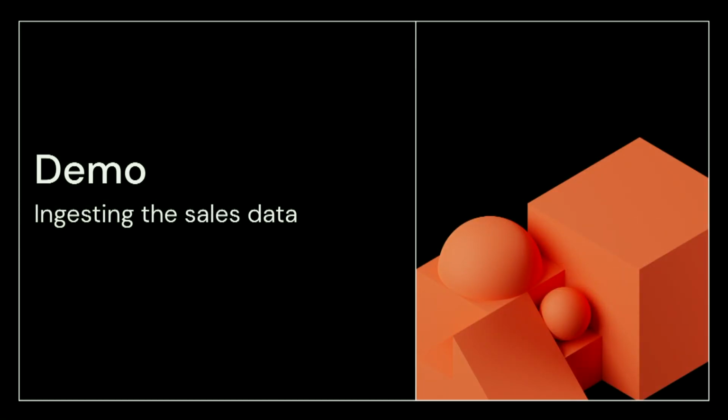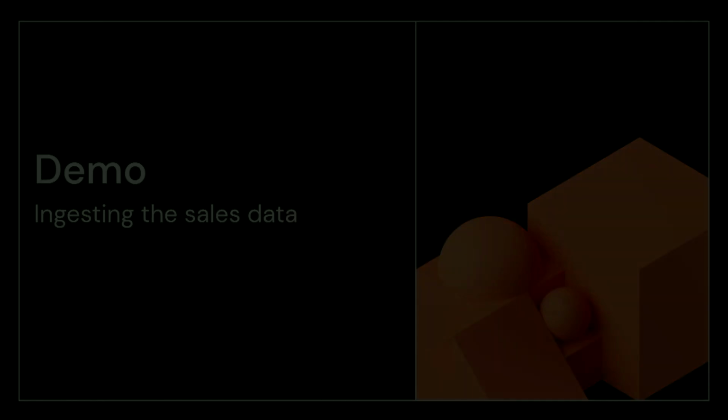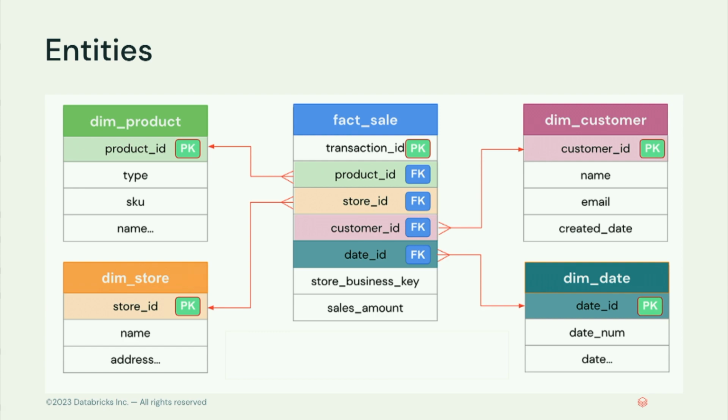Great. So we'll get on with the demo. And what I'm going to do first is show you what we're going to end up with. So I'm going to ingest some data. And we've got a pretty simple retail model here. We've got a star schema dimensional model.